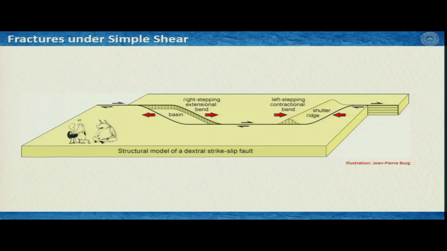Jean-Pierre Burg came out with a very excellent illustration, and I did not reproduce it. So, this is from his lecture notes, as you can see here. The same sense of shear, this is your master fault, and here you form a basin and here you form a ridge or some topographic elevation, known as a shutter ridge. So, this is associated with a dextral strike slip fault. We will learn more about it, but it is important to understand that when fractures interact, they can form a series of different structures in between.